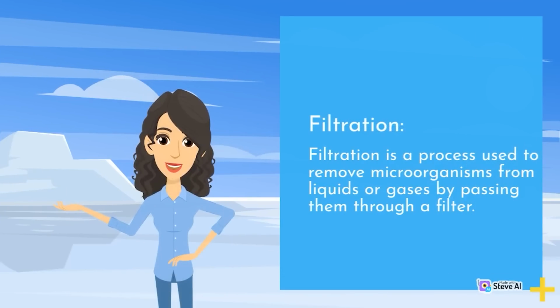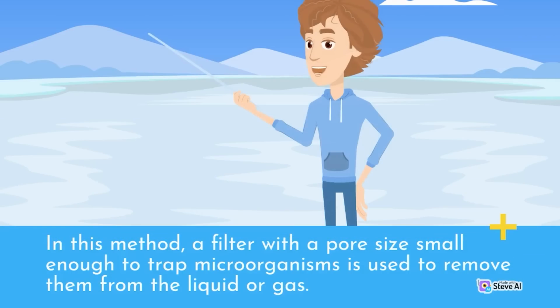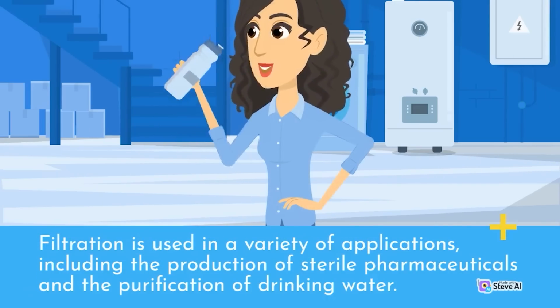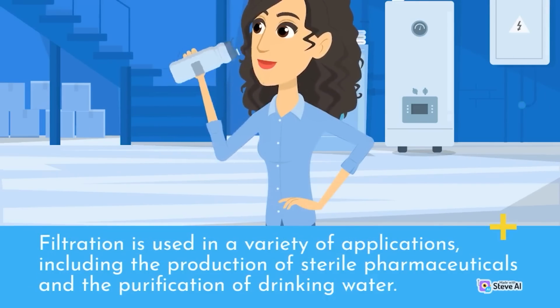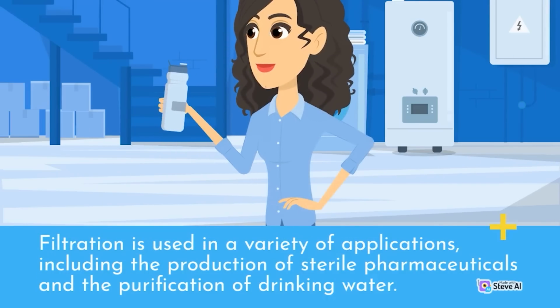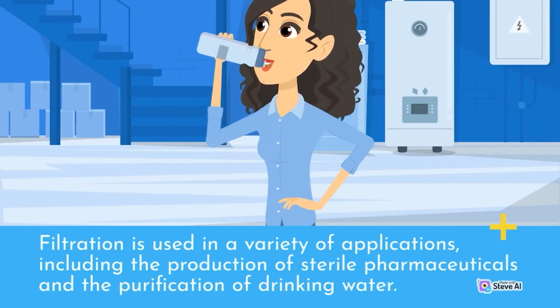Filtration. Filtration is a process used to remove microorganisms from liquids or gases by passing them through a filter. In this method, a filter with a pore size small enough to trap microorganisms is used to remove them from the liquid or gas. Filtration is used in a variety of applications, including the production of sterile pharmaceuticals and the purification of drinking water.